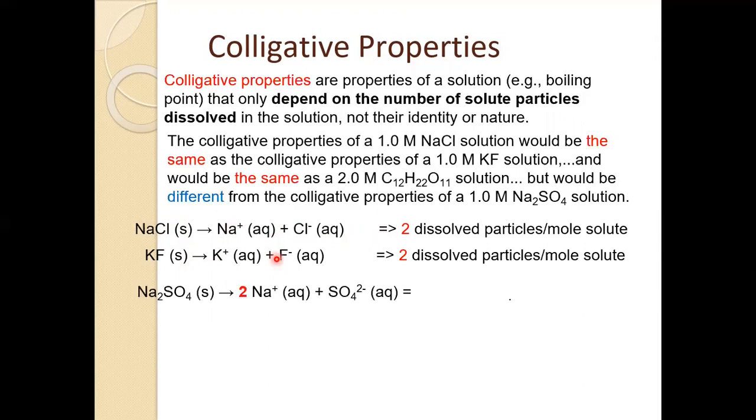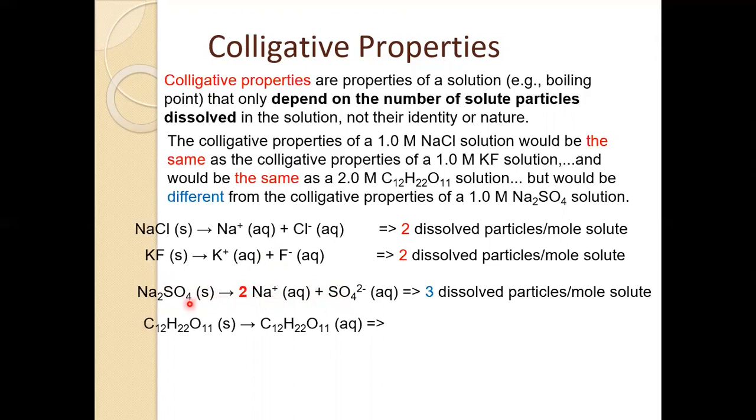Sodium sulfate, also an ionic compound, will break apart into its ions, sodium ions and sulfate ions. But as we learned in the last lesson, this has to be balanced. So this subscript 2 here becomes this coefficient 2, which tells us that for every 1 mole of sodium sulfate that dissolves, it produces a total of 3 moles of particles: 2 moles of sodium plus 1 mole of sulfate, for a total of 3.